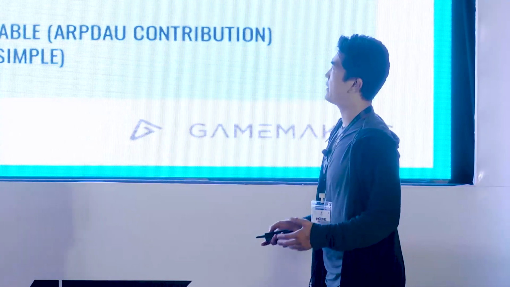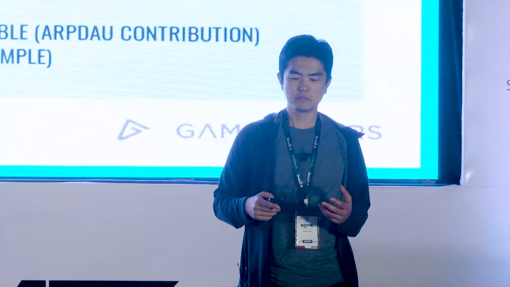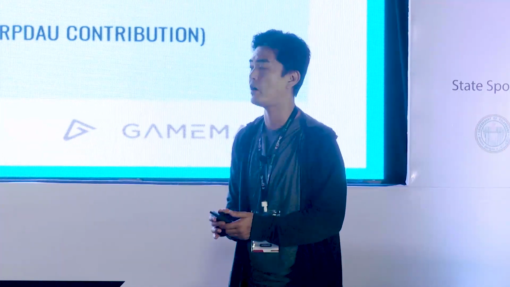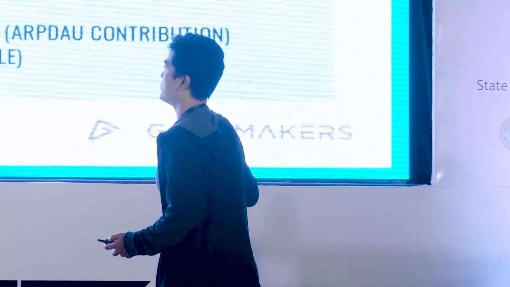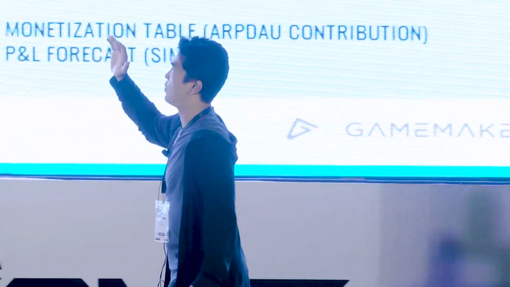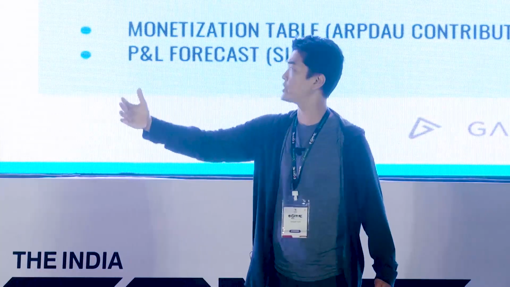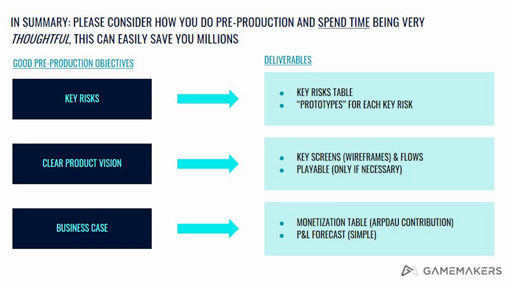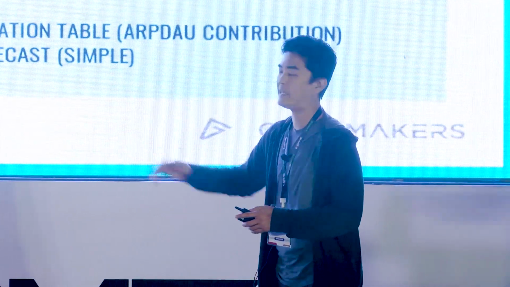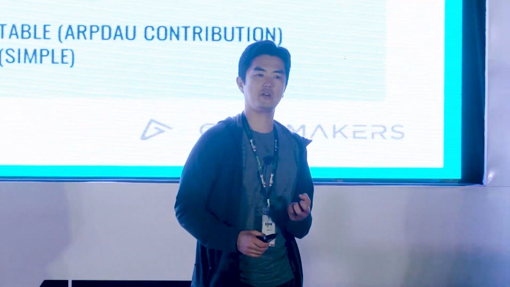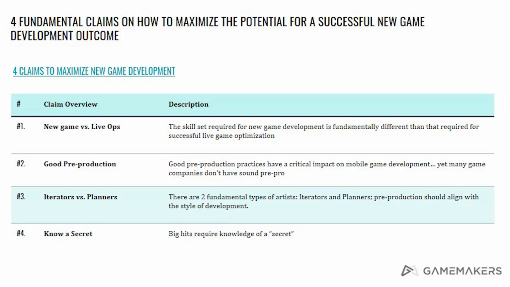So the point here is that I'm not really talking about the very specific way you do things, but that there are specific things you can do to help characterize the key risks. Can we overcome those key risks? Does everyone have a clear vision of what the product is before we go into production? And finally, do we have a business case here? Can we make money, right?